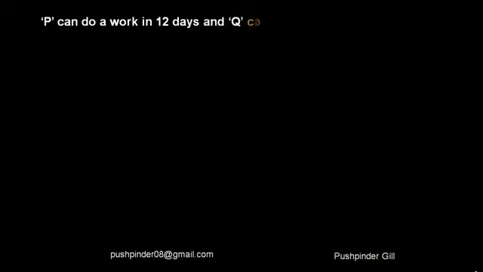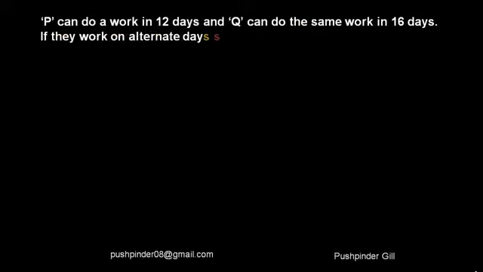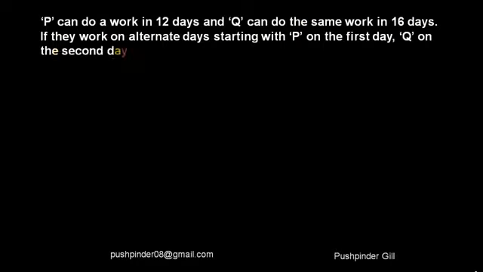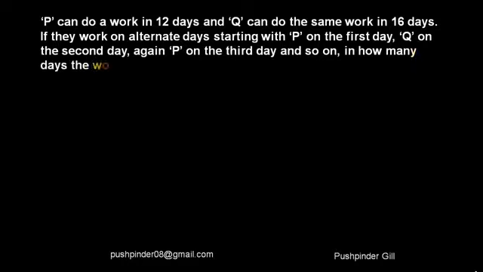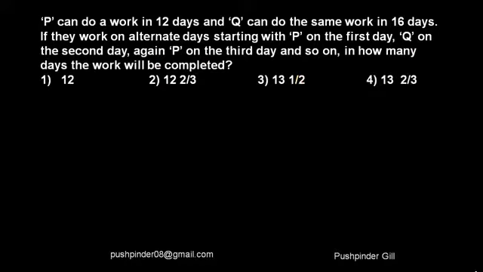Now let's see this question. P can do a work in 12 days and Q can do the same work in 16 days. If they work on alternate days, starting with P on the first day, Q on the second day, and P on the third day again, in how many days will the work be completed? So again guys, step 1 is to lay down the question.